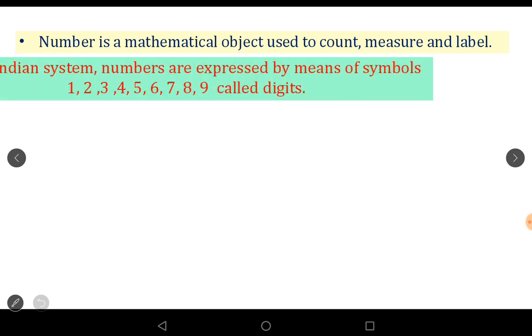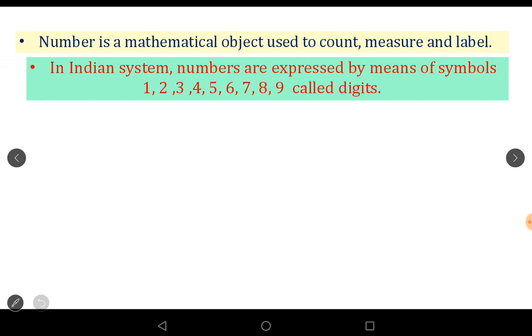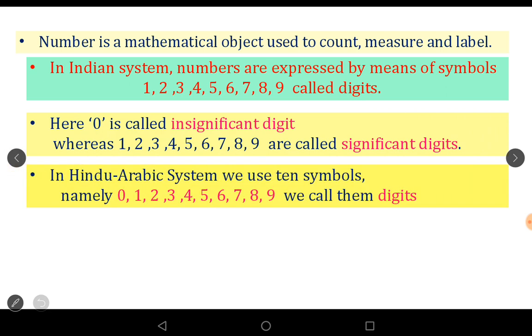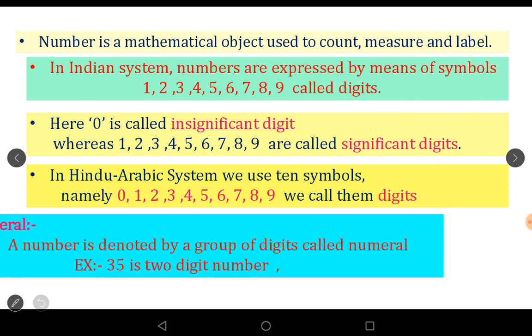These are digits. In the Indian system or the international system, numbers are expressed by means of mathematical symbols. Here 0 is called the insignificant digit, and the significant digits are 1 to 9. In the Indo-Arabic system, we use 10 symbols, and these are called digits.